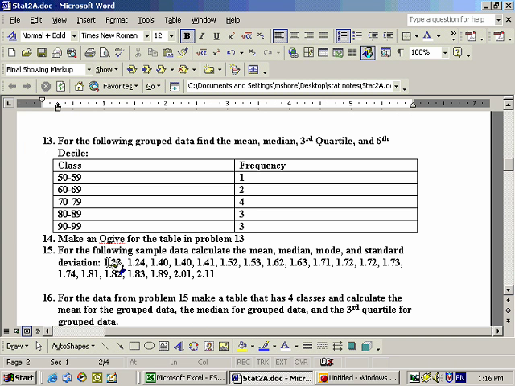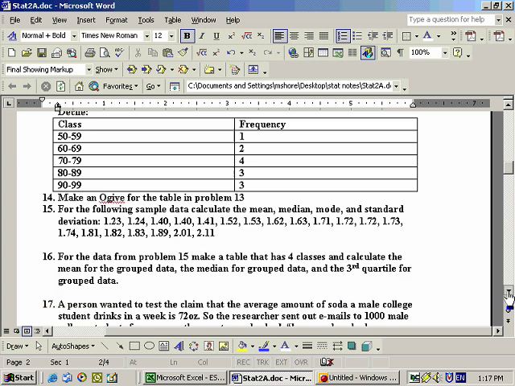For 15, it says, for the following sample data, calculate the mean, median, mode, and standard deviation. Well, I believe we may have already done this problem. If not, you just put this data right into the raw data section, and everything is calculated for you automatically. Since it says sample data, make sure you use sample standard deviation.